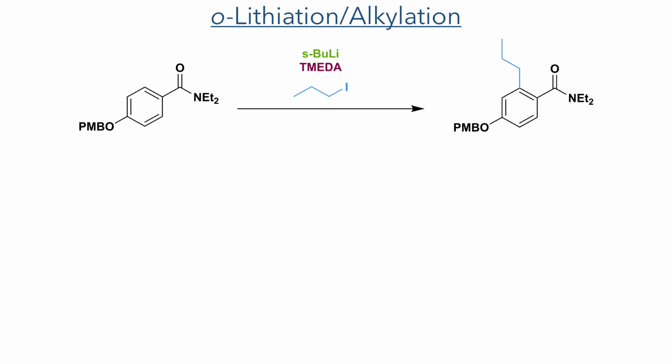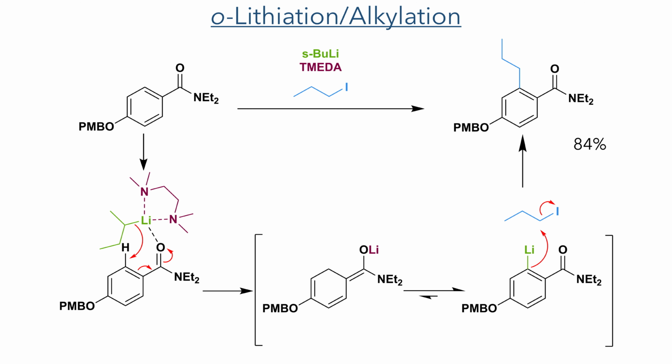So let's look at the forward synthesis. Starting off with the PMB-protected hydroxyamide, the authors carried out a directed ortho-lithiation and alkylation sequence. Reaction of this precursor with sec-butyllithium, tetramethylethylenediamine, and propyl iodide yielded the product.